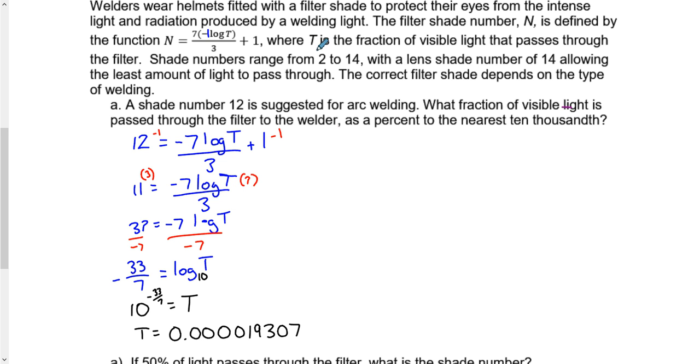Of course, because it's just a fraction of visible light, I want to know it as a percent. So if I multiply that by 100, I just moved 2 over: 0.0019%. So a shade number of 12 would give us only 0.0019% of light actually passing through, which is, yes, a very small amount, but because it's light, it still does give quite a bit of a shine, even if you are wearing a good welding helmet.